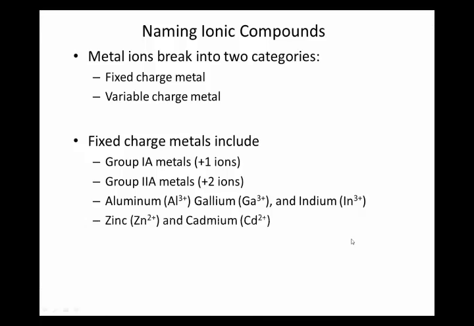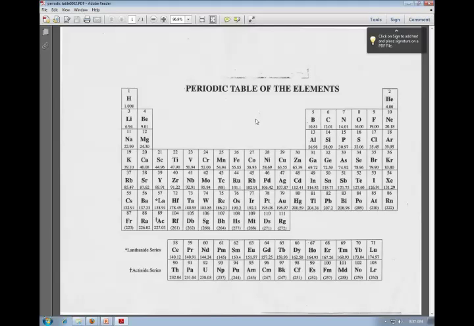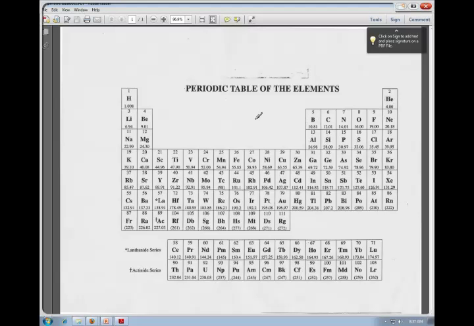Also zinc and cadmium, which are both +2, and silver, which is +1. So let me show you this nice pattern on the periodic table here. Aluminum, gallium, indium, these 3 are +3. Zinc and cadmium, these 2 are +2, and this 1 is +1. So it goes 3, 2, 1, or 1, 2, 3.